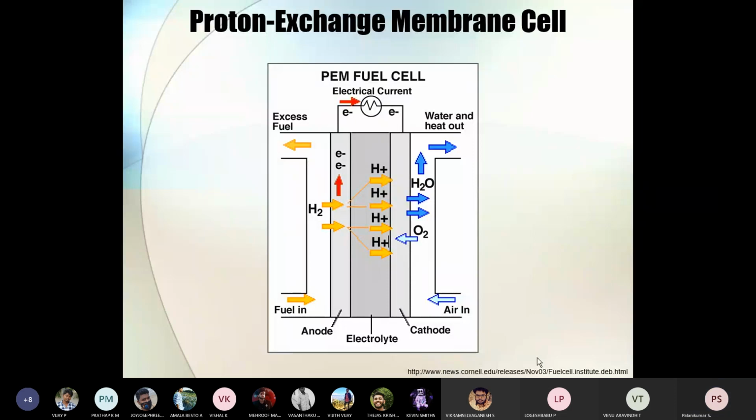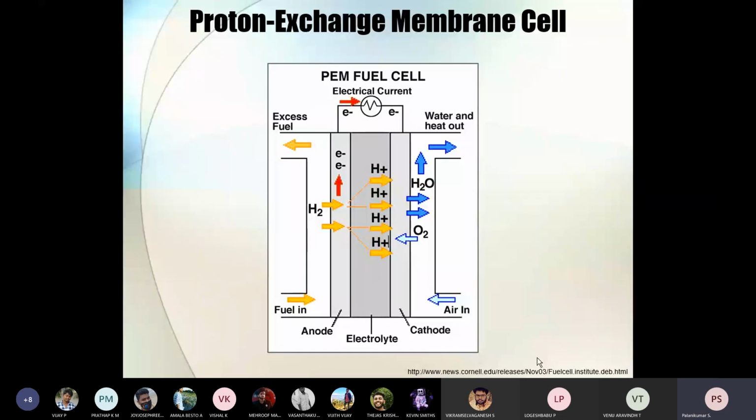So it is similar to a battery, but I have to keep passing pure hydrogen in a pressurized manner, and the byproduct is water. I have to take the water out also. This process is called a proton exchange membrane fuel cell. Pure hydrogen has to be passed.